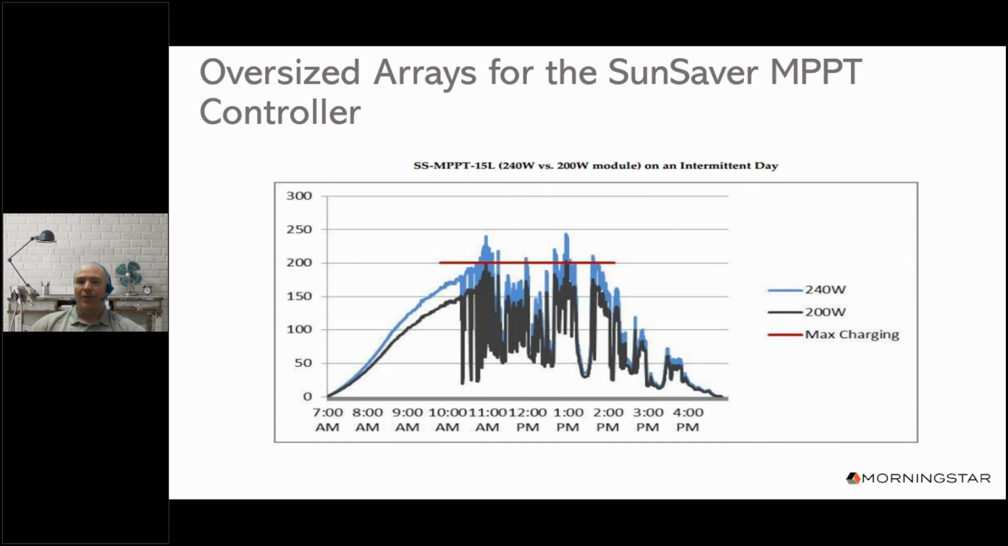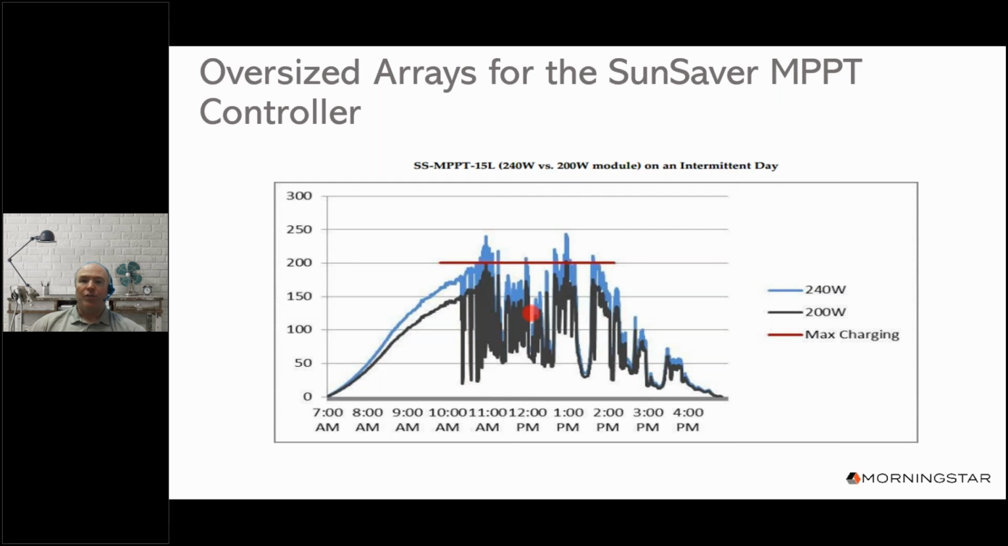On this day for the 240 watt module, there's less than 1% loss of power due to power shaving. That's the energy that you see above the red line. So almost all the excess power, that's the blue over the black that you see throughout this graph, can be used for charging. So systems that experience a lot of intermittent sun and shading during the day are very good candidates for oversized arrays.